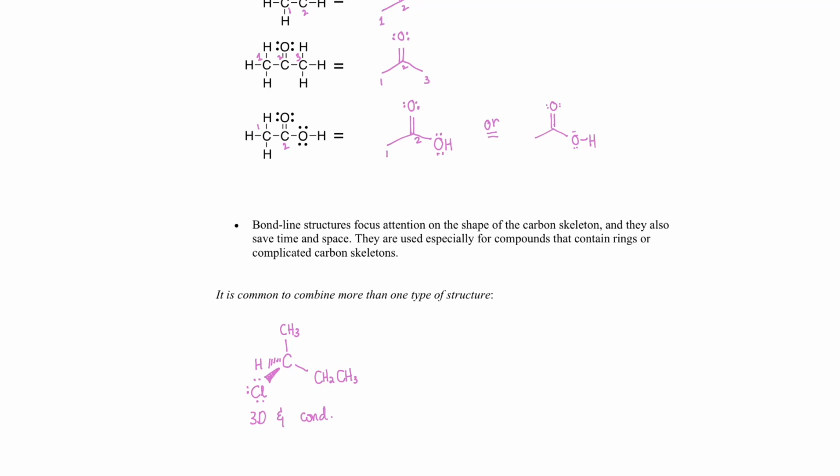Another way of combining things, you can also have this structure. Right, so here you have a bond line or skeletal structure, and you also have a condensed representation. So these are all acceptable combinations of getting your point across as to what your structure looks like.